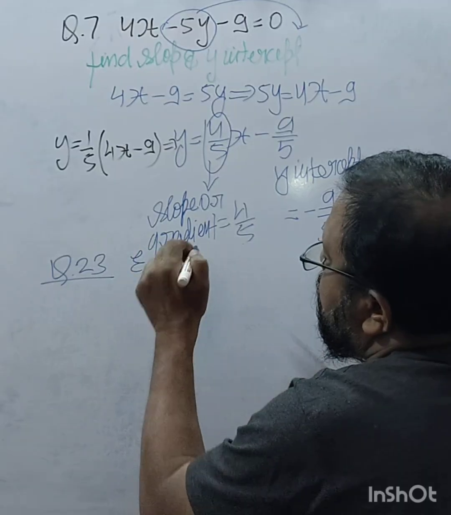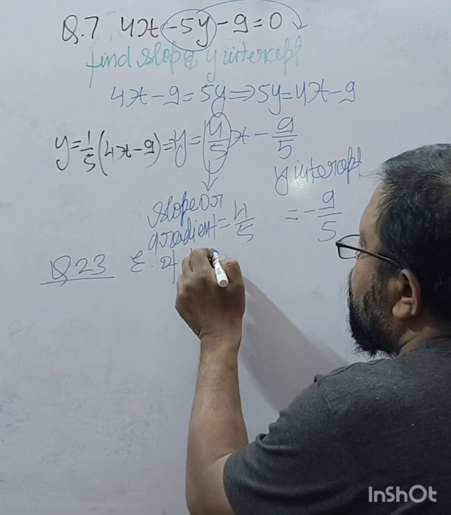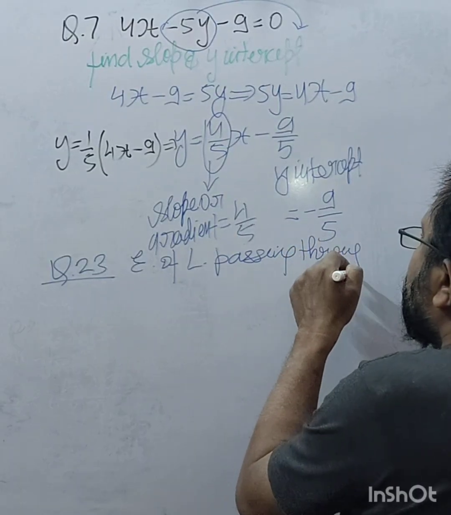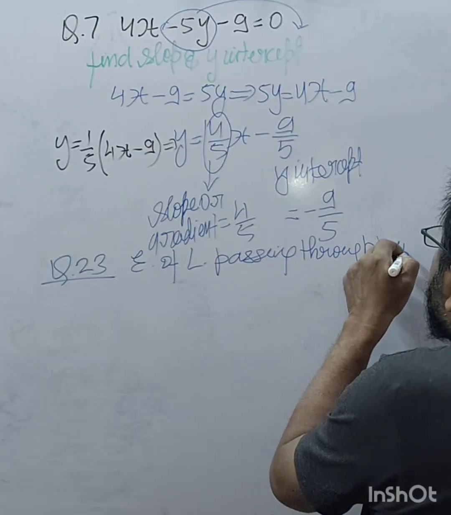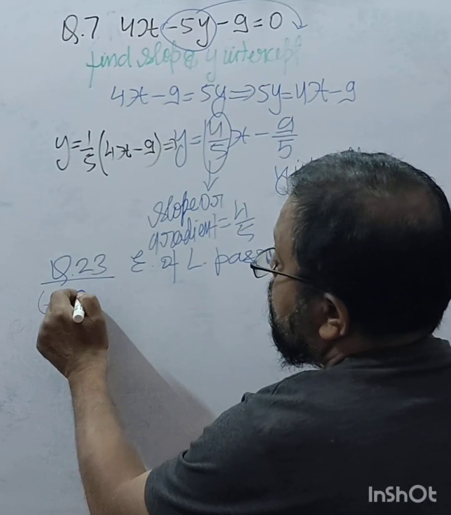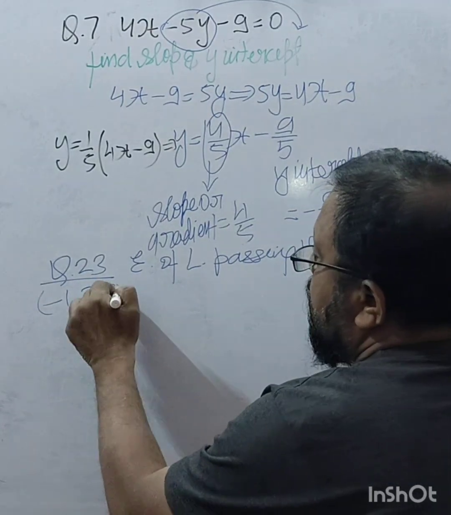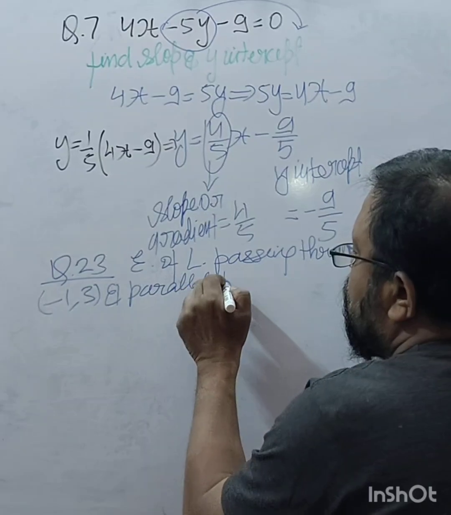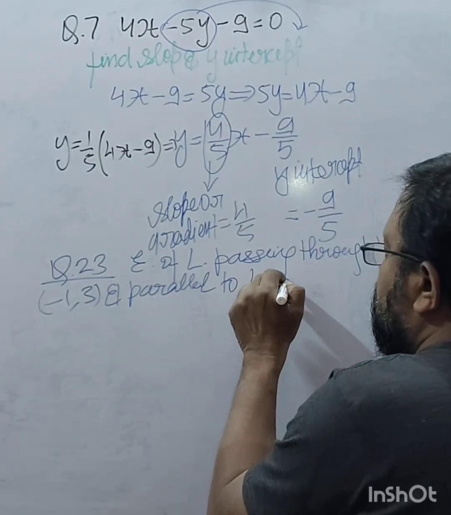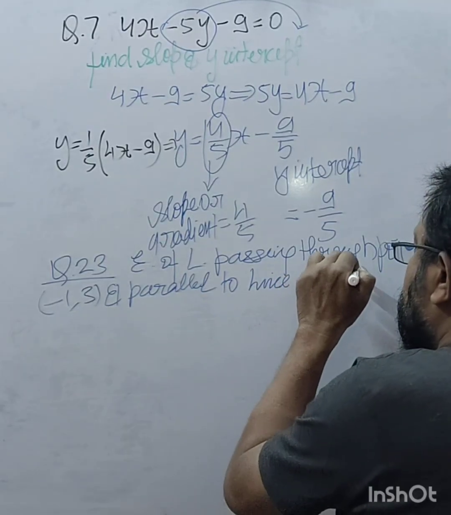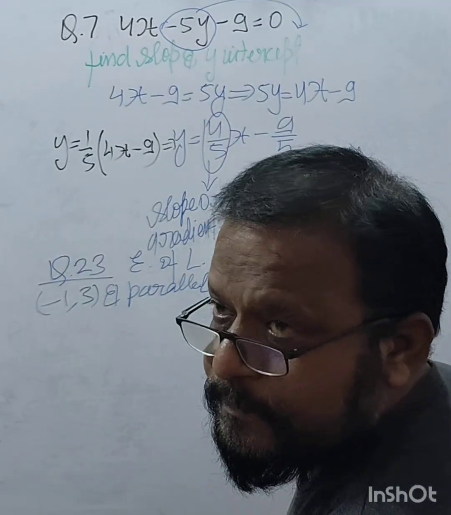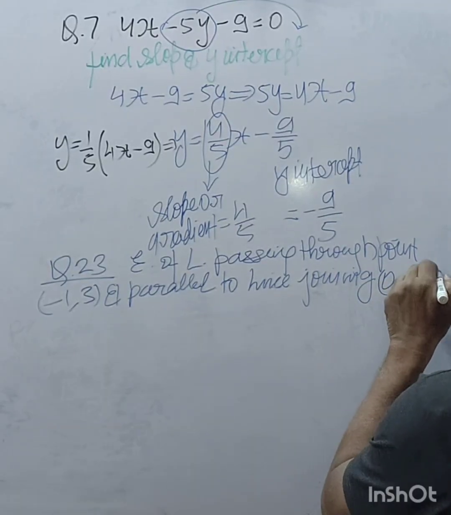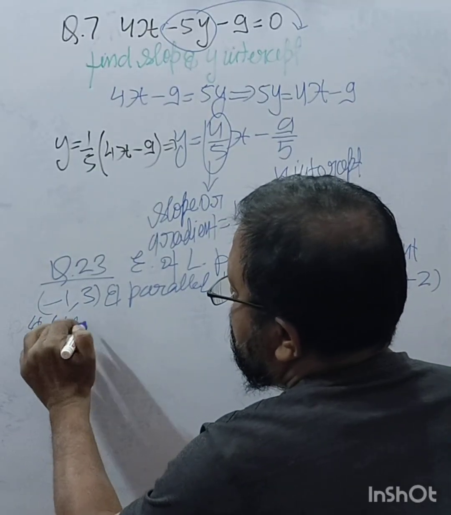Equation of line passing through the point minus 1, comma 3, and parallel to the line joining 0, comma minus 2 and 4, comma 5.